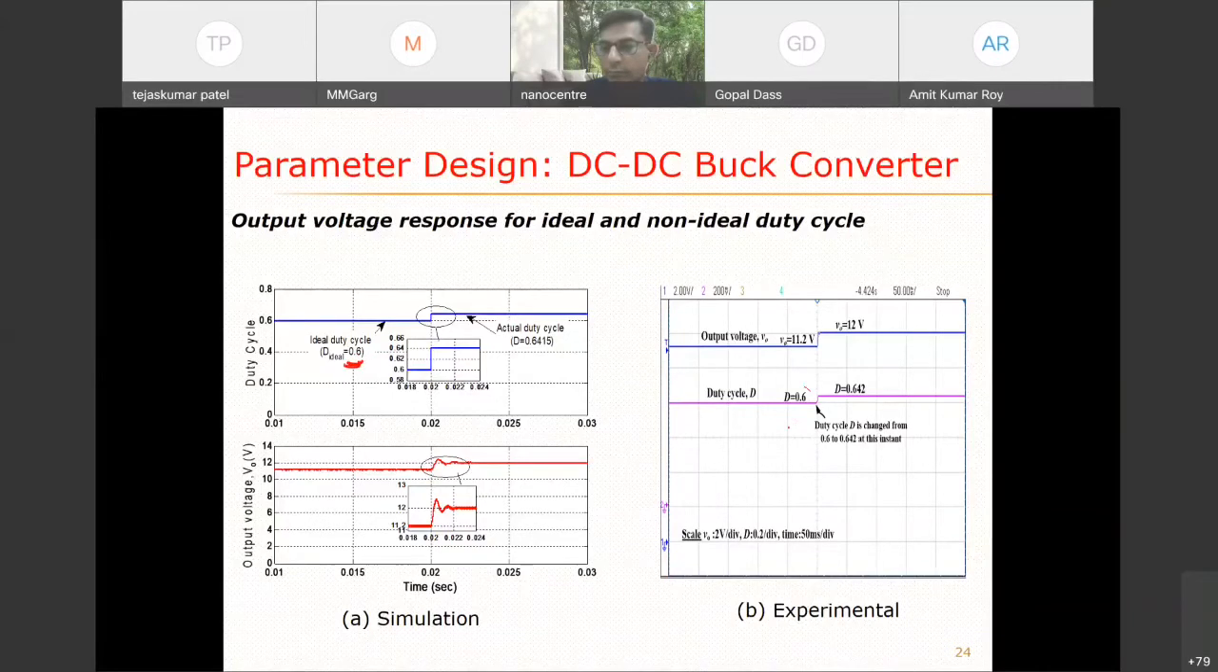And the inductor also should be more. It should not be 448 only, it should be 490 microhenry. Similarly, the capacitor value is also not 25 microfarad. It should be 50 microfarad, like that.